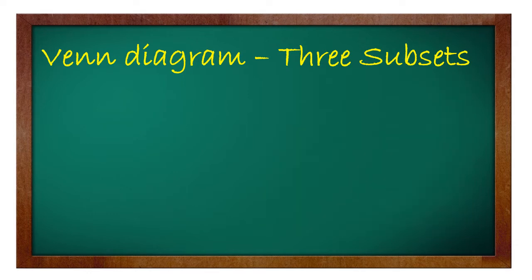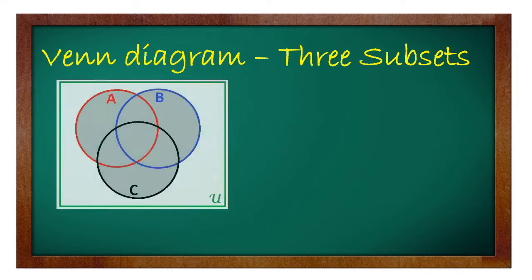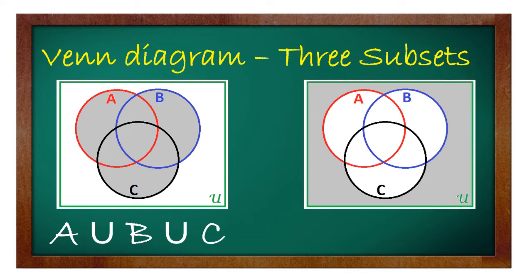Now, in the Venn diagram with three subsets, ito naman yung mga kailangan nating tandaan. This figure, ang nakashade dito ay yung nasa loob ng tatlong circles. Ibig sabihin, that is the union of set A, set B, and set C. Pero kung titingnan natin yung sumunod na figure, ang nakashade naman ay yung nasa labas ng circles. Ibig sabihin, it is the complement of the union of set A, set B, and set C.